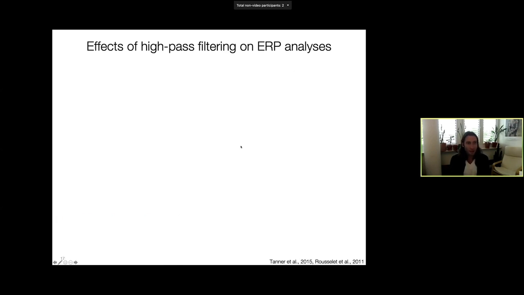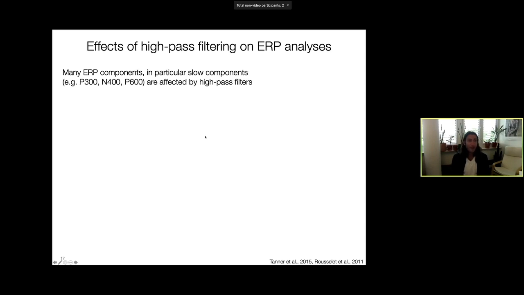Now let's take a look at the effects of high-pass filtering on ERP analysis, which is often used as a 0.1 hertz or 1 hertz filter. The problem is much bigger, because many ERP components, particularly the slow components, which increase slowly, such as the P300, the N400, or the P600, are affected by high-pass filters.